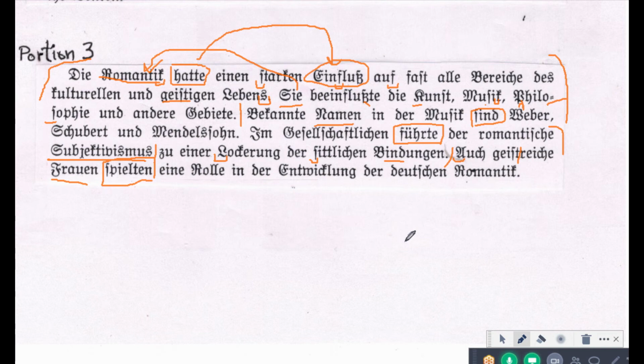Also, how would you translate that? Geistreiche Frauen? Maybe gifted women or something like that. Well, intellectually is there. So intellectually rich or gifted women played a role. Here's your direct object, a role, eine Rolle. This is an R. And then this is development. And then, again, the genitive of the German Romanticism. Let's see. You want to do that last sentence? Sure. Even gifted women played a role in the development of German Romanticism.